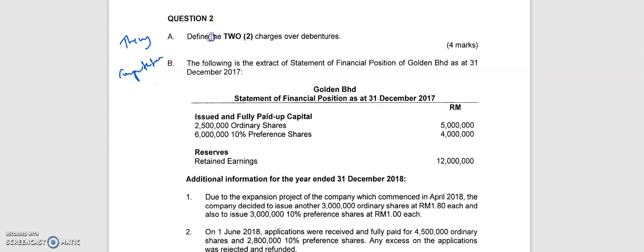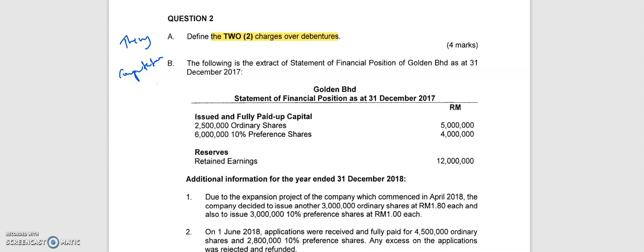Okay, so let us recall chapter 2-1. 2-1, that is introduction to company. So you have been introduced to one of the loan capital, that is debenture. And in addition to the debenture, you also learn about the charges over debenture. Charges is like something as a backup. When you borrow a loan, you must have a backup for the loan in case the company fails to pay for the interest and so on.